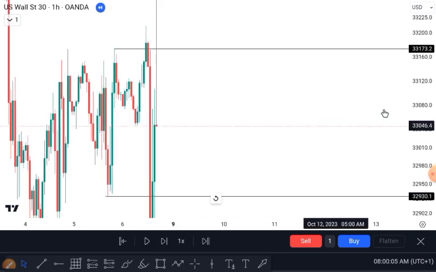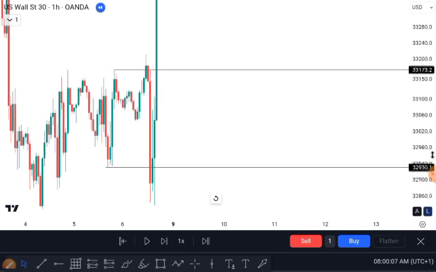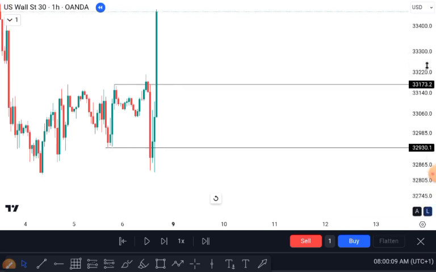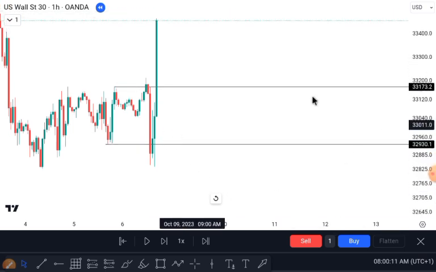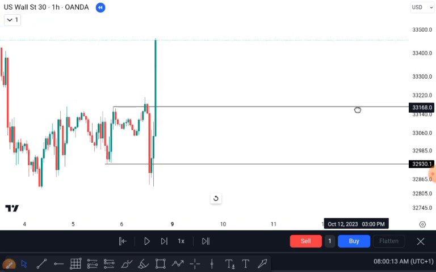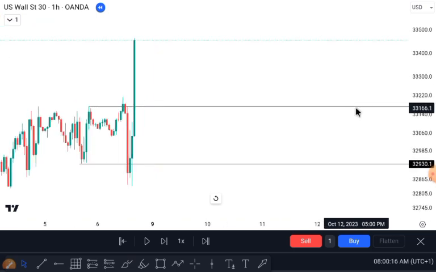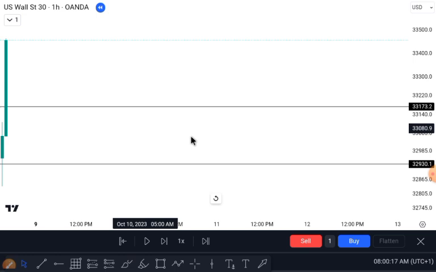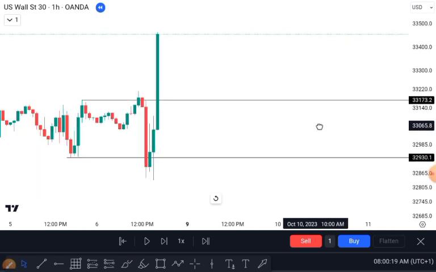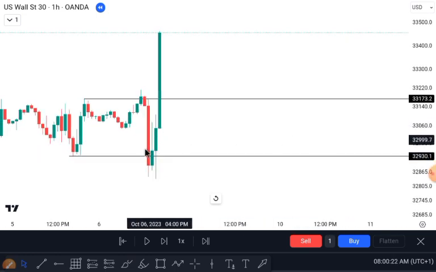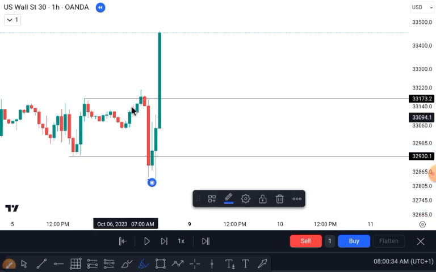Good. So you can see here that our highs and lows have been violated. This low has been violated, giving us a new low. So we have a new low at this point, and then a new high.